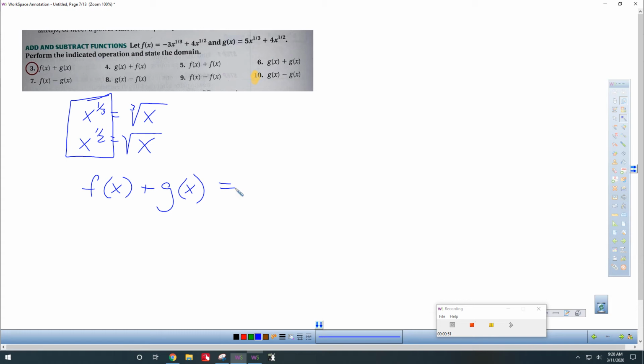Okay? So, all that is negative 3x to the 1/3 plus 4x to the 1/2 plus g of x. Let's say this is g of x. So plus 5x to the 1/3 plus 4x to the 1/2.